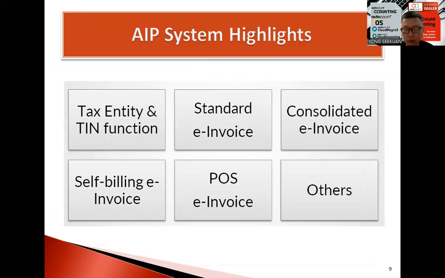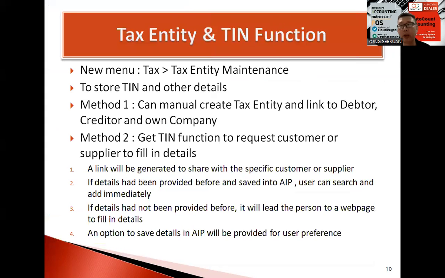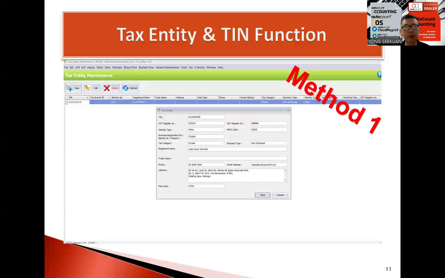So here is their function. So let's go through. Basically, we have 6 points to discuss in this class. When you upgrade to the latest version of AutoCount, you will see one function, the tax entity maintenance function. Basically there are two methods to retrieve the tax entity or maintain the tax entity of your customer and supplier. The first method is a new menu called Tax Entity Maintenance. You key in manually one by one.